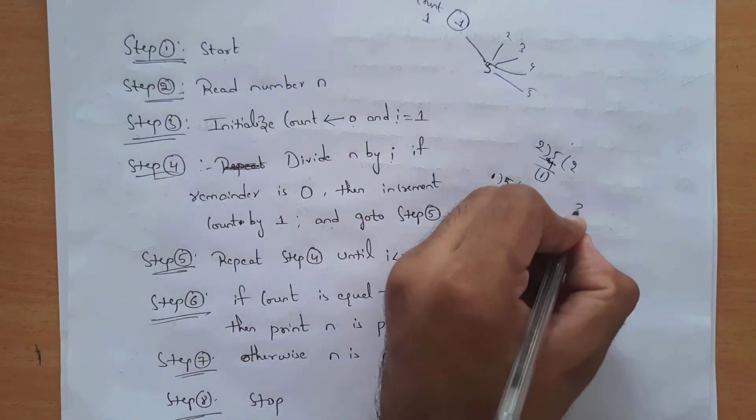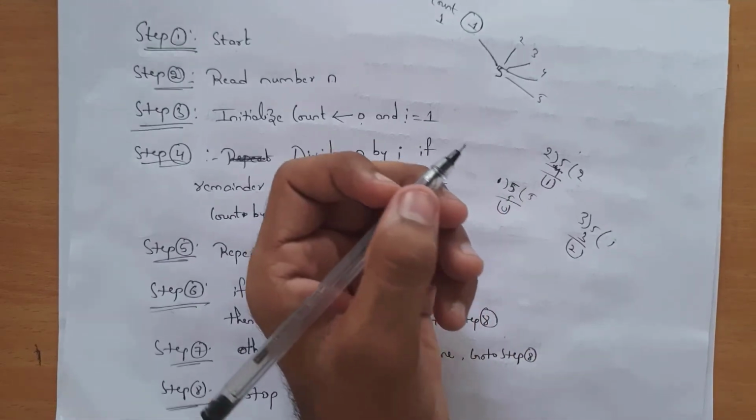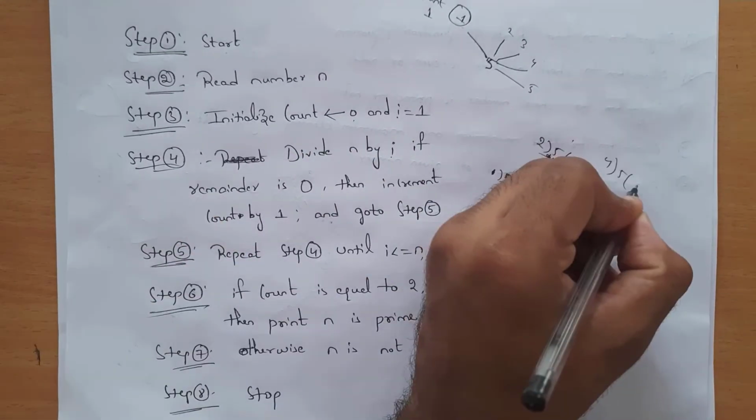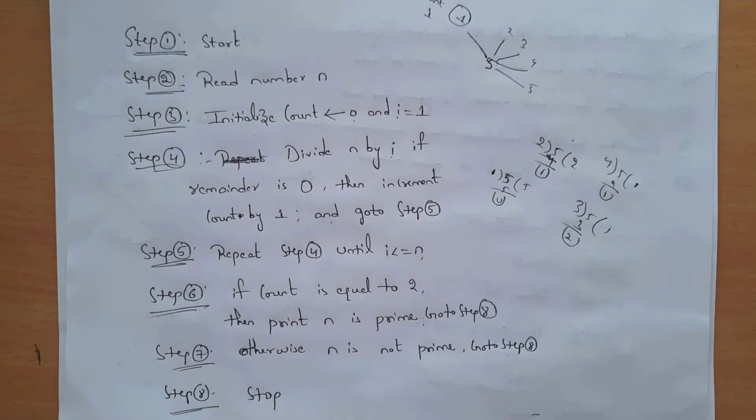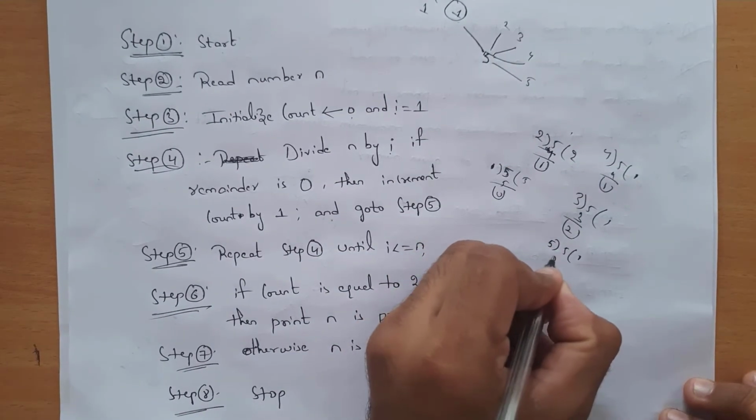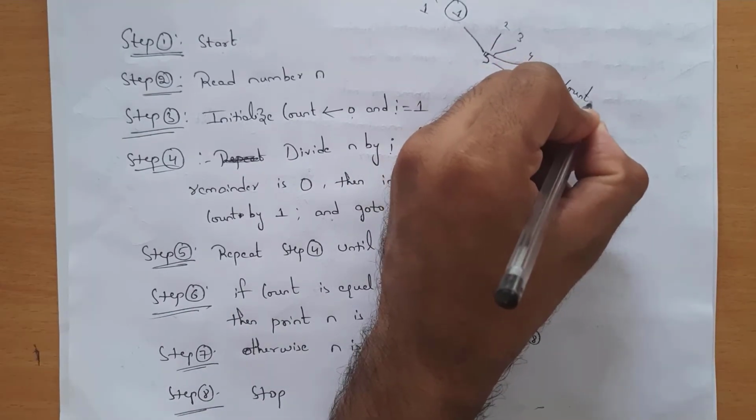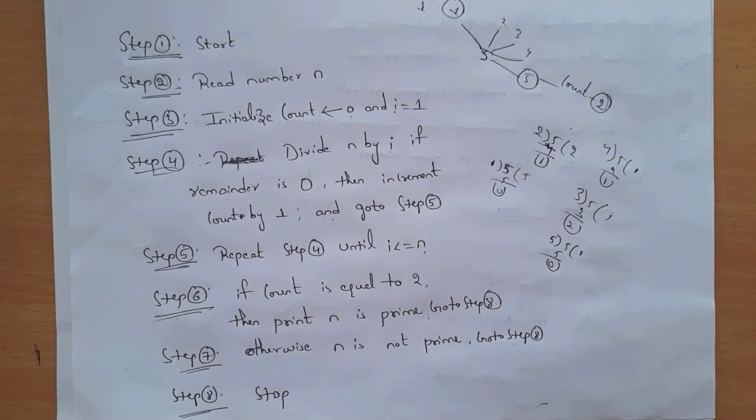Similarly, take 3 and divide 5 by 3. 3 ones are 3 and remainder is 2. So remainder is not 0. Similarly take 4. 4 ones are 4, remainder is 1. Still keep count as 1. Now divide 5 by 5. Remainder is 0, so now increment count to 2. Now my count is 2 because 5 is divisible by 1 as well as 5.